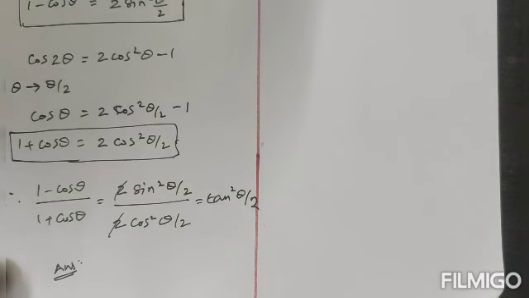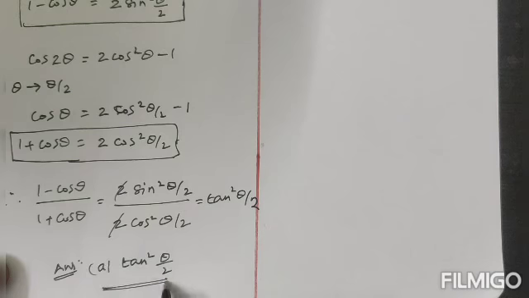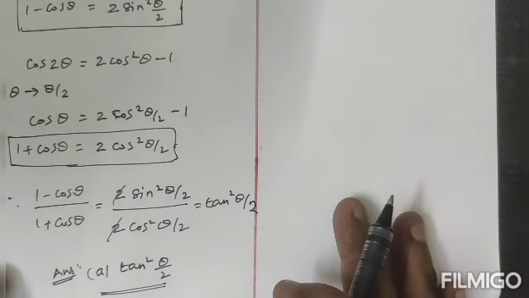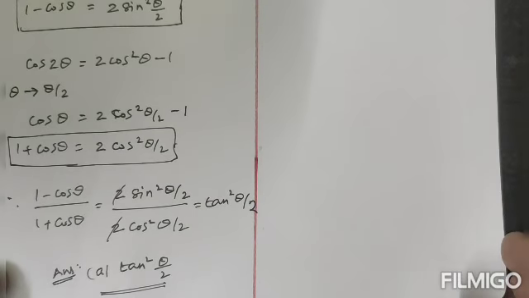So if you focus on the options, option A is tan square theta by 2. Okay, so this is the answer for this question. I hope you understood this question. Thank you.